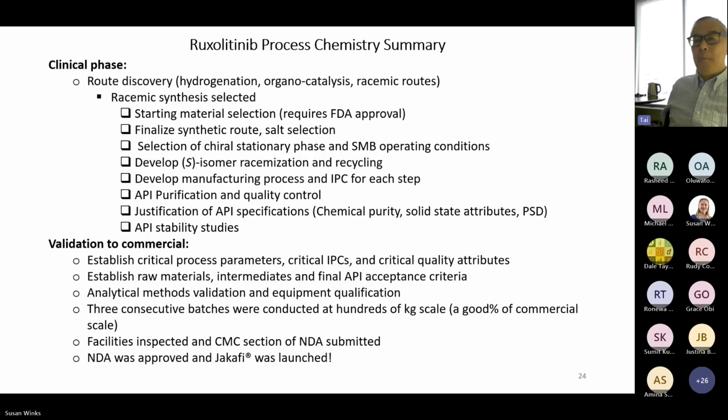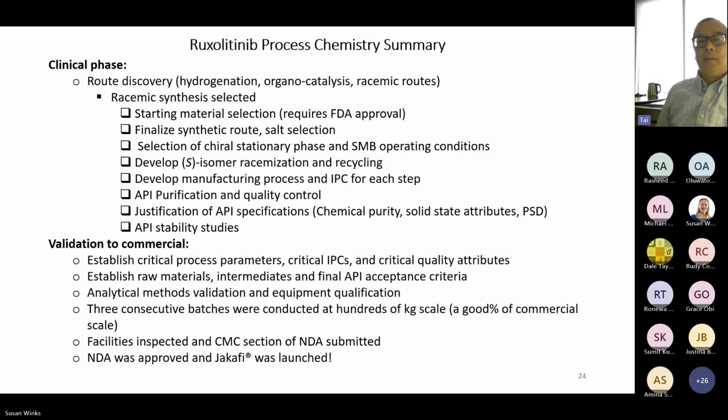Okay, so this is my long report card, for the whole team and actually for a big chunk of the company. So the ruxolitinib process chemistry summary is here. In the clinical phase, we are still doing route discovery, which we try to see if hydrogenation, organocatalysis, or racemic route, which one is the best. And of course, at some point, we have to select a route for further development.